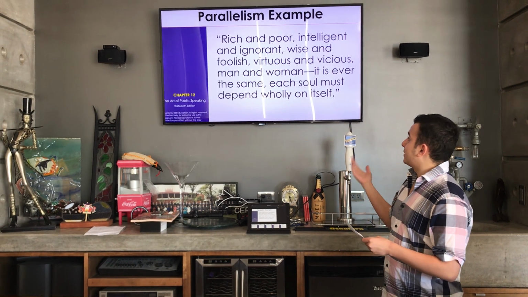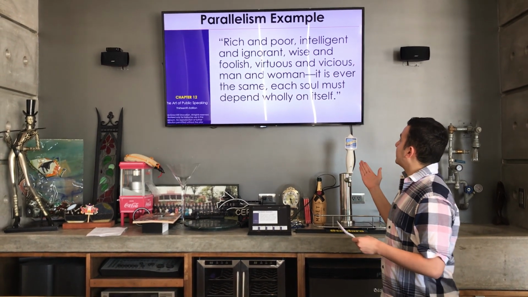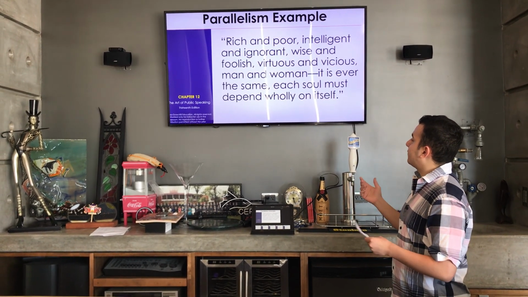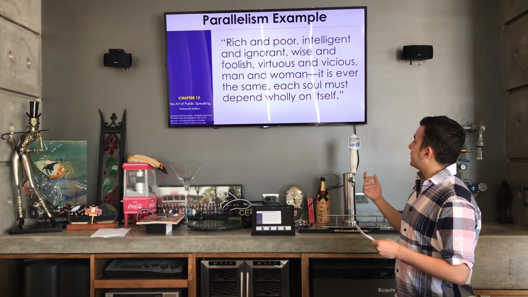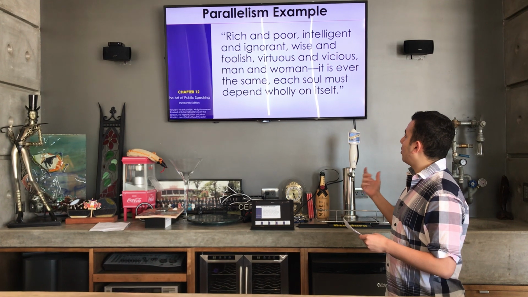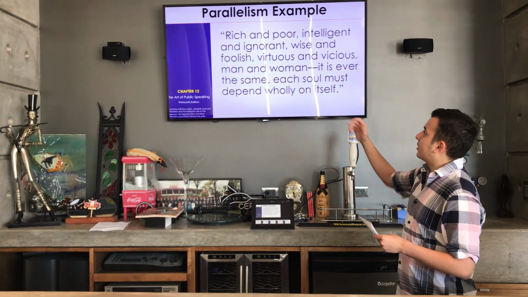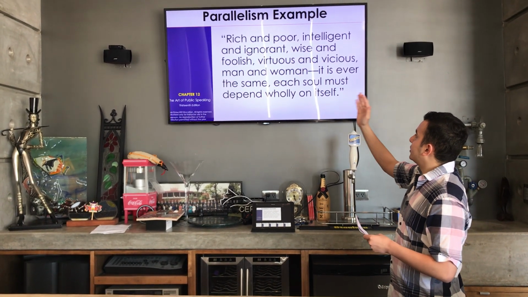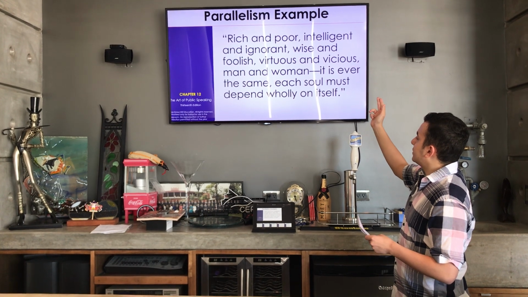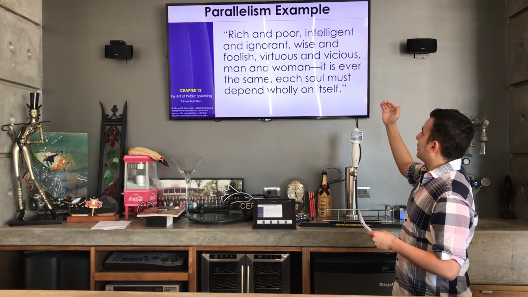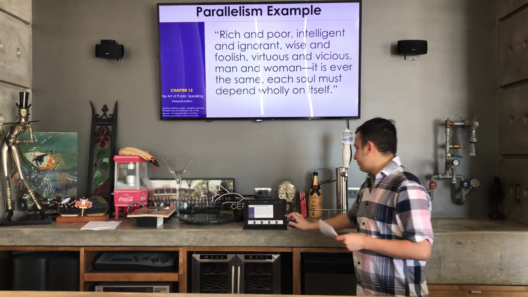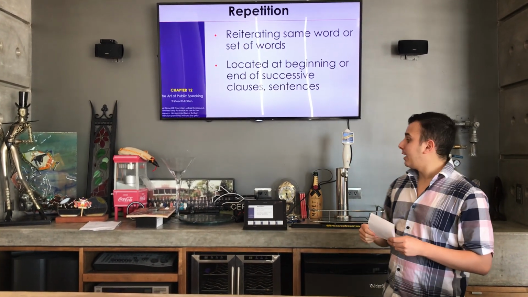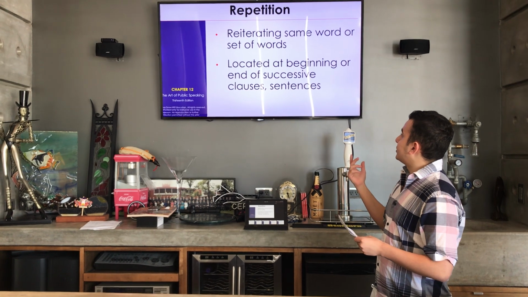A parallelism example is: rich and poor, intelligent and ignorant, wise and foolish, virtuous and vicious, man and woman. It is ever the same, each soul must depend wholly on itself. And you can see there are a lot of parallelisms. So rich is to poor, as intelligence is to ignorance, and as wise is to foolish. Those are the parallelisms between two terms. Another aspect of rhythm is the repetition.